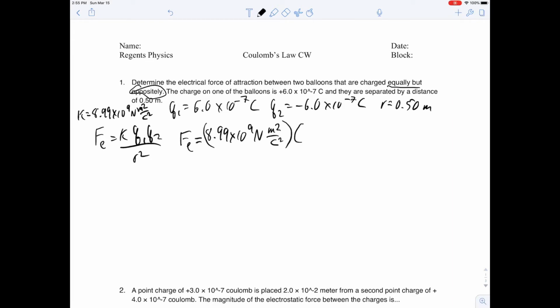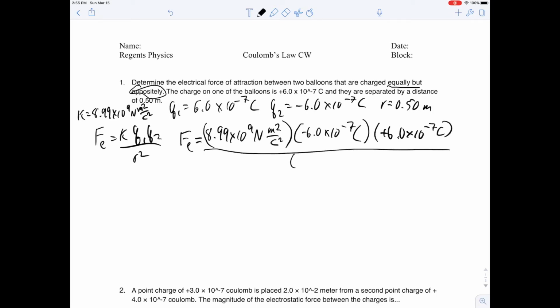I like to put these in parentheses just because for me it helps tidy things up. And positive 6 times 10 to the negative 7 coulombs. All of this over 0.50 meters squared. And I can already see that my coulomb squared is going to cancel out, my meters squared are going to cancel out, and I'm going to be left with newtons. So please put this in your calculator, check, because this is the hard part. It's just making sure it works with your calculator.